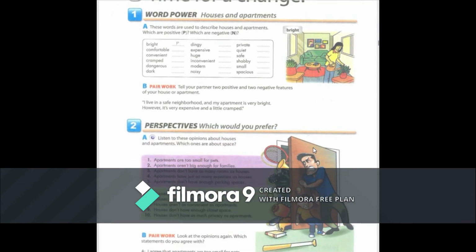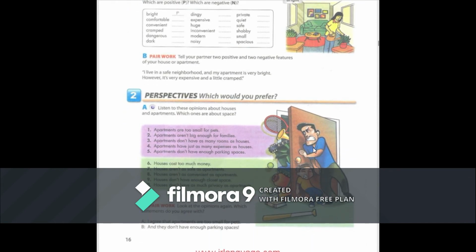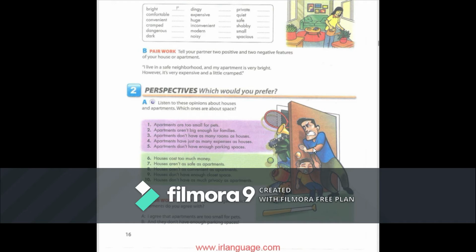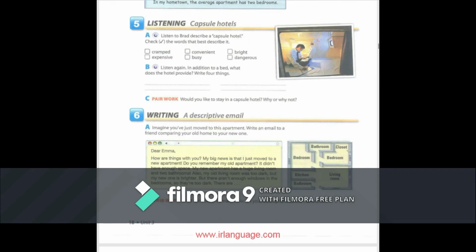Now, okay, let's go to the second part in this unit. Perspectives. Which would you prefer? Okay, so now here there is supposed to be something about capsule hotels. I'm gonna repeat it a second time, and you look and make ticks on the best description of what he said. In addition, I want you to answer this as well: in addition to a bed, what does the hotel provide? Write four things. So concentrate again and then answer these questions, okay? Cool.